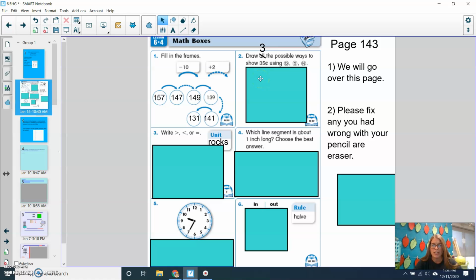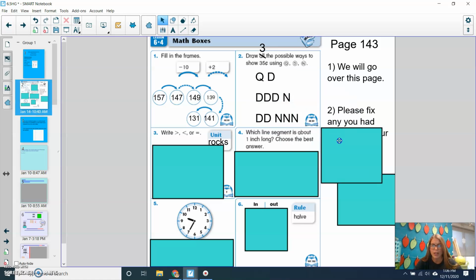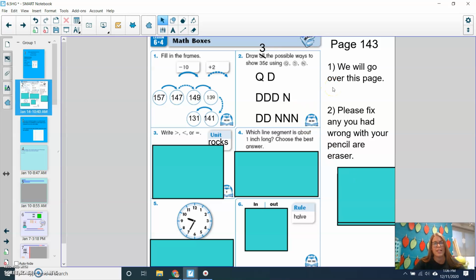For question 2, I changed the directions a little bit and said draw 3 ways to show 35 cents. So there's lots of different ways, but these are 3 ways that I came up with today. So I have a quarter and a dime, so 25 plus 10 to get me to 35. 3 dimes, 10, 20, 30, plus a nickel to bring me to 35. 2 dimes, 10, 20, plus 3 nickels, so I would have my 25, 30, 35. So just double check to make sure that your ways also equaled 35 cents.